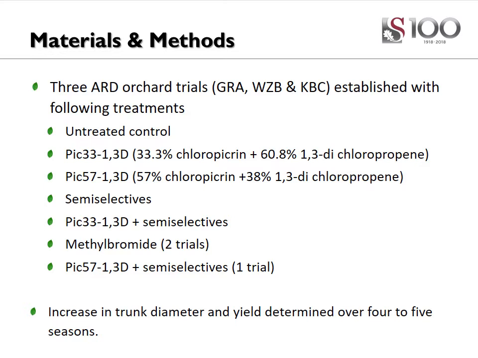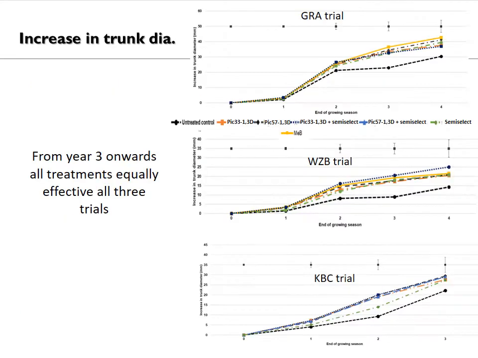The trials were evaluated by determining the increase in trunk diameter over time as well as yield. The increase in trunk diameter measurement showed that all of the treatments were significantly better than the untreated control from the first year onwards, and also that they did not differ significantly from each other. The only exception was the semi-selective treatment, which is the green line, which at the KBC trial only caught up to the other treatments in year 3.